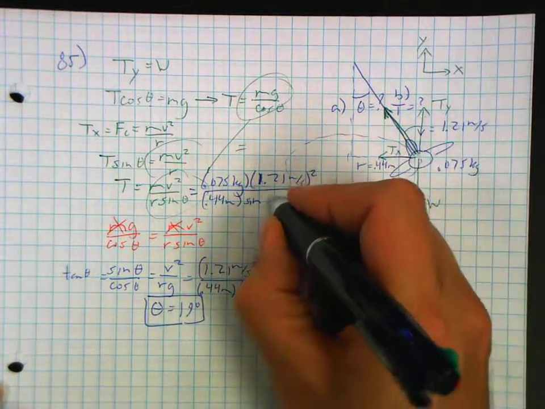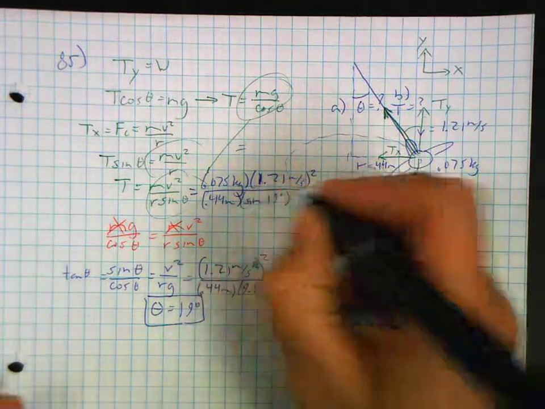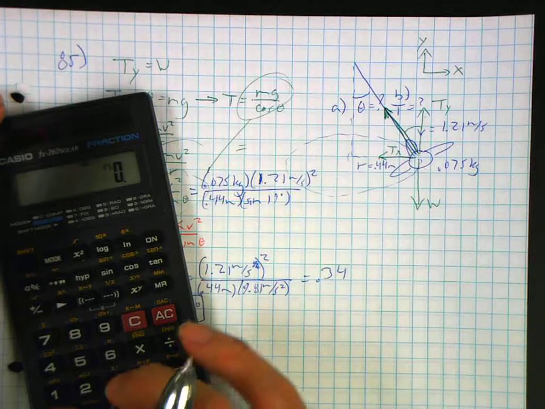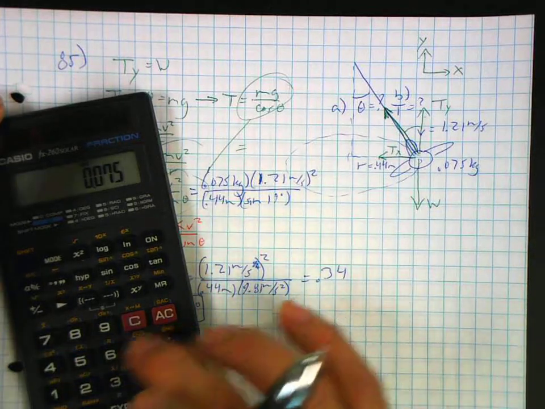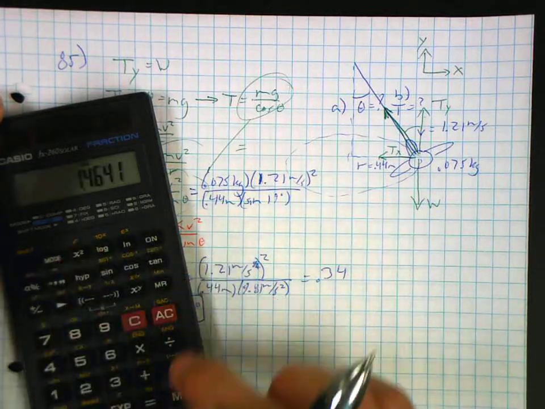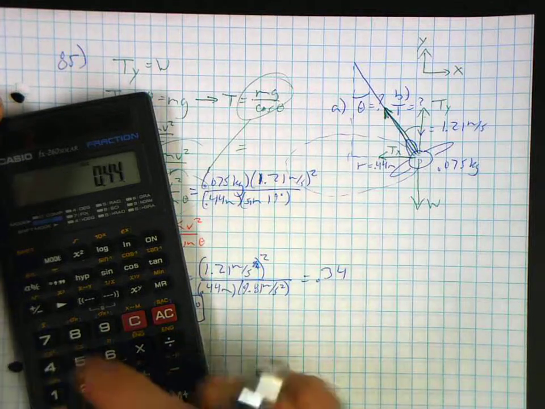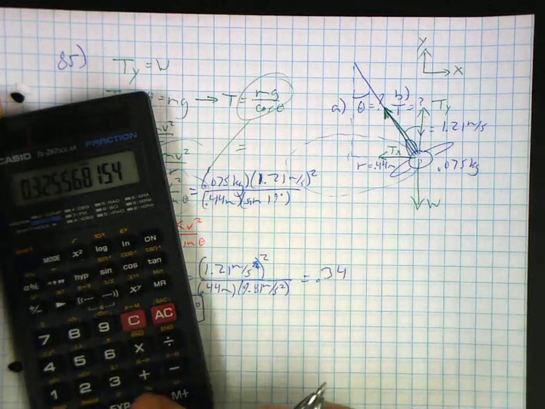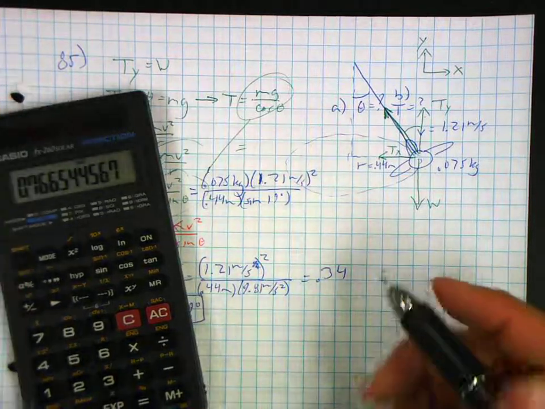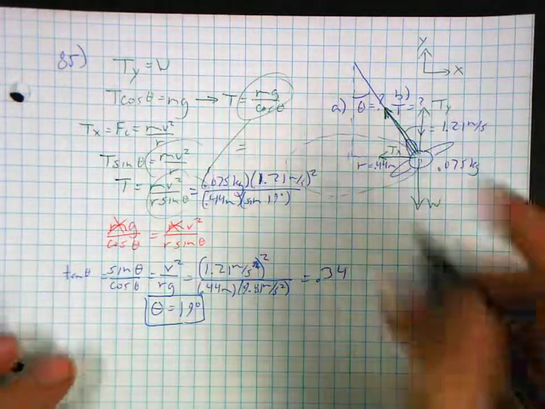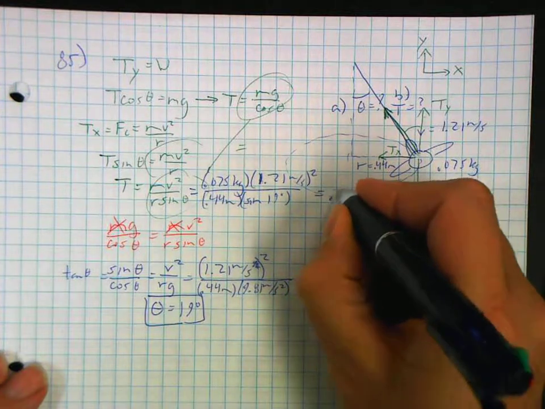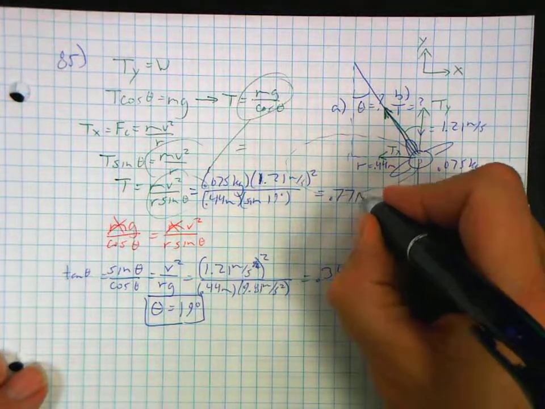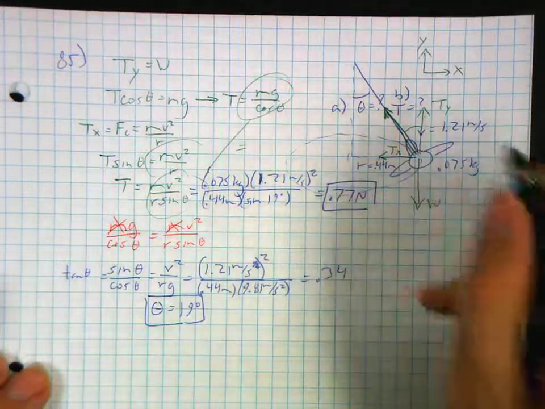All right, let's see what we got. We have 0.075 times 1.21 squared divided by 0.44, and then again divided by the sine of 19 degrees. That gives me a tension of 0.77 newtons. They had 0.78, so a little bit of round off error someplace, but those are the correct answers.